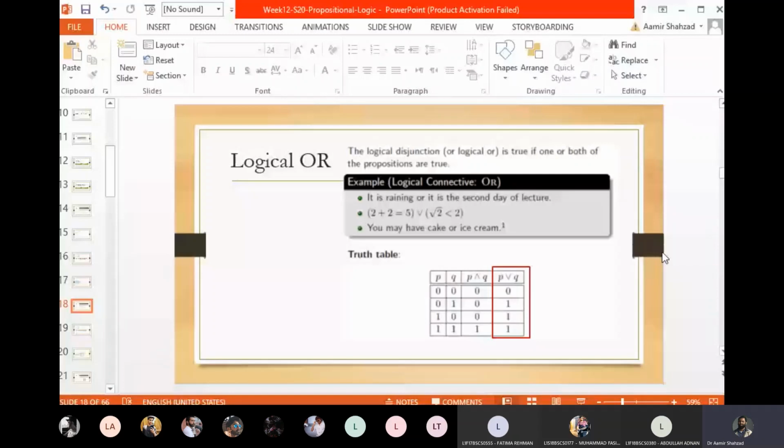Second statement is 2 plus 2 is equal to 5. We know it is false. Or square root of 2 is less than 2. Yeah, but that is true. Square root of 2 is less than 2. So the whole statement becomes true.